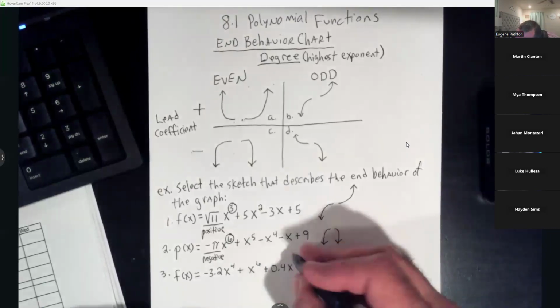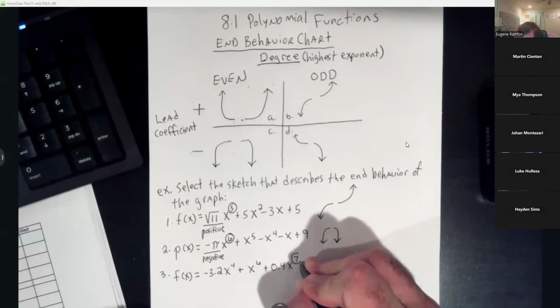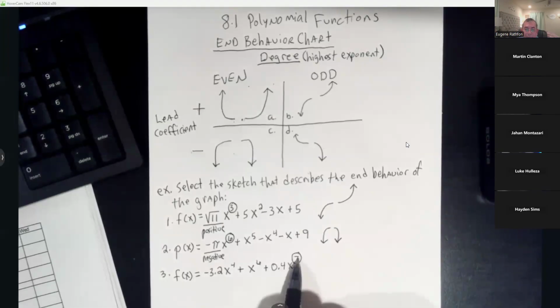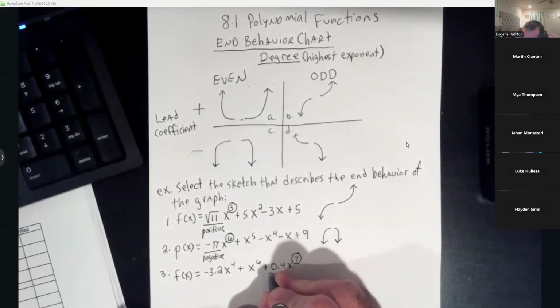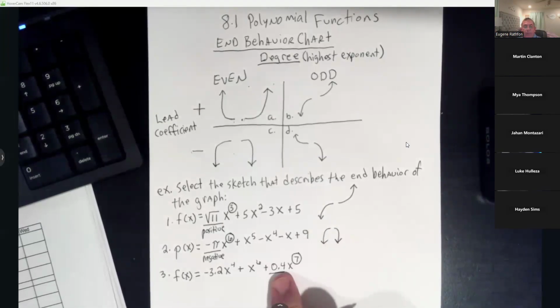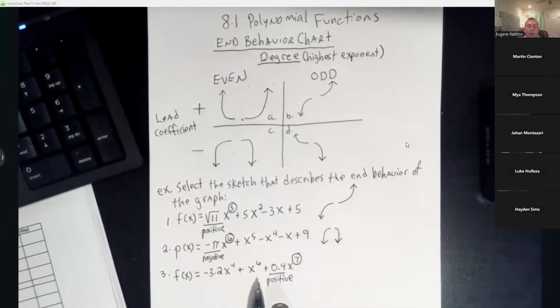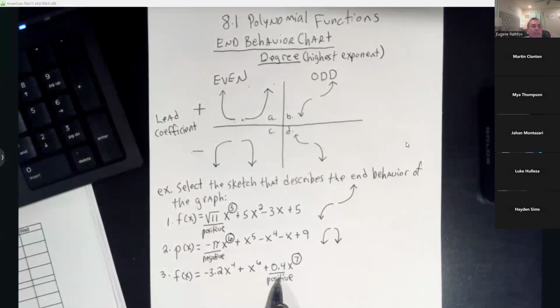So y'all, on this one, the degree is 7 because that's the highest exponent. And I'm looking at the 0.4, which is the number in front of the variable with the highest exponent. So 0.4 is positive. So y'all, we got an odd degree with a positive lead coefficient.